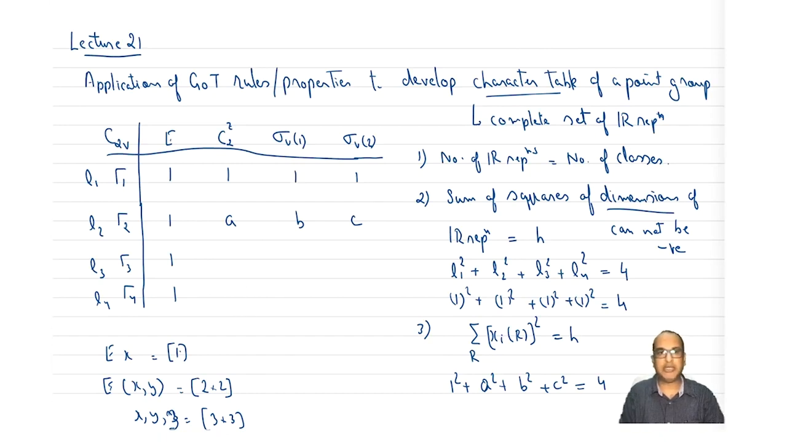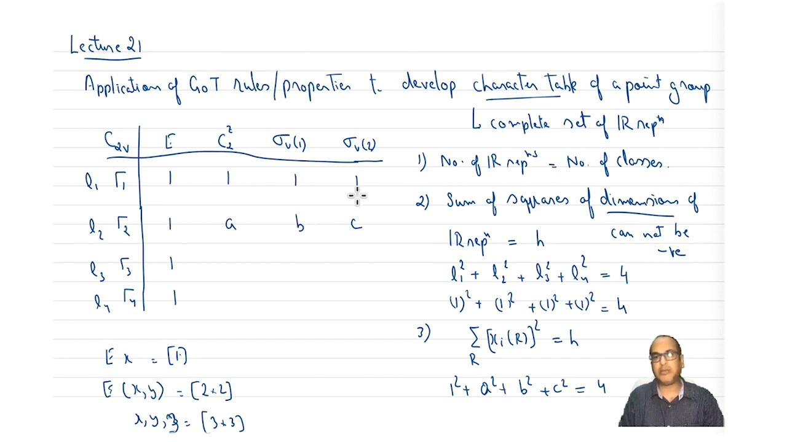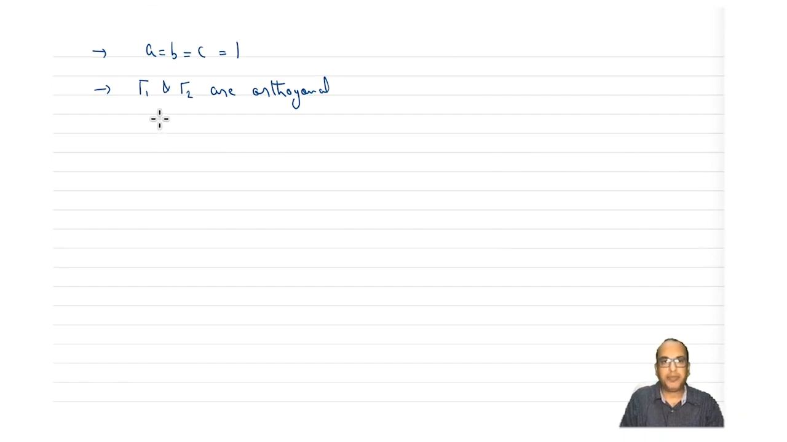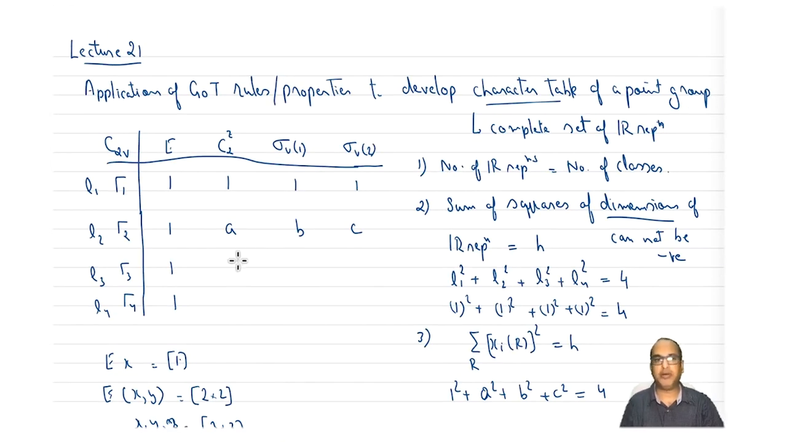So now we need to solve for this. There is a condition which also tells me that tau 1 and tau 2 are orthogonal, right? That means this product plus this product plus this product plus this product is equal to 0. So we know that 1 into 1 plus 1 into A plus 1 into B plus 1 into C equal to 0. What are the options to solve this equation? We also know that 1 square plus A square plus B square plus C square holds. So now we have 3 unknowns and 2 equations. This is the orthogonality condition, and this is the condition where I said that the sum of the squares of characters should be equal to the order of the group.